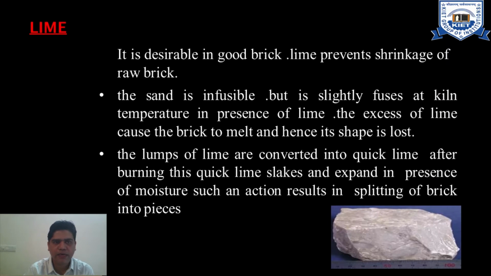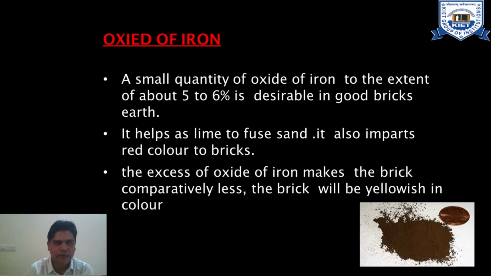The next component is lime. Lime is both desirable and non-desirable. It is desirable in good brick earth. Lime prevents shrinkage of raw bricks. The sand is infusible but slightly fuses at kiln temperature in the presence of lime. The excess of lime causes the brick to melt and hence its shape is lost. The lumps of lime are converted into quick lime after burning. This quick lime slakes and expands in the presence of moisture, and such an action results in splitting of the brick into pieces. This phenomenon is known as lime bursting.